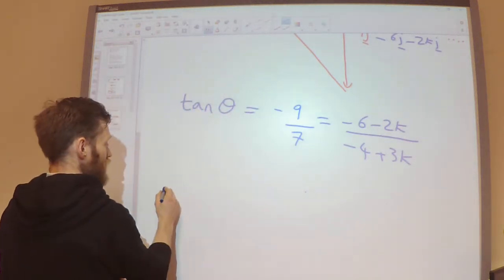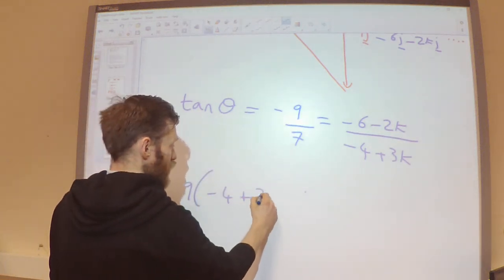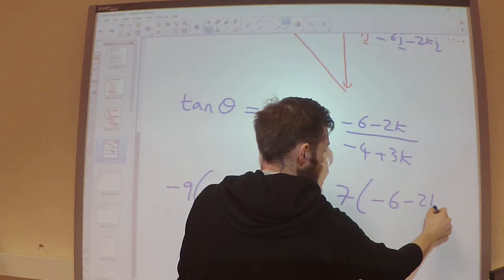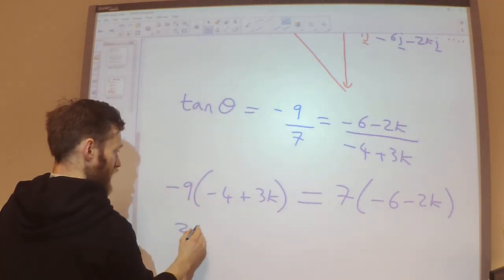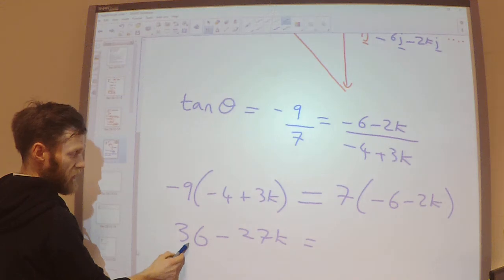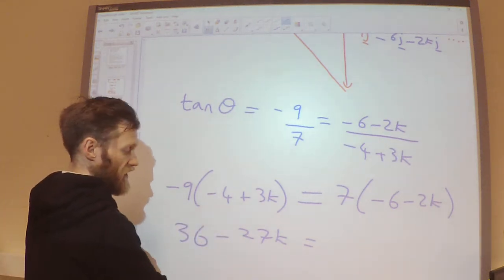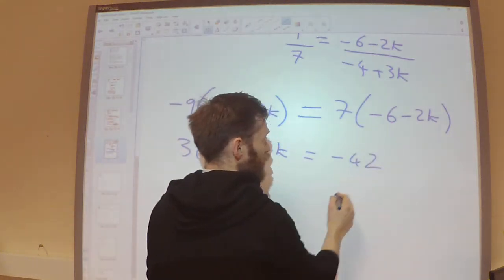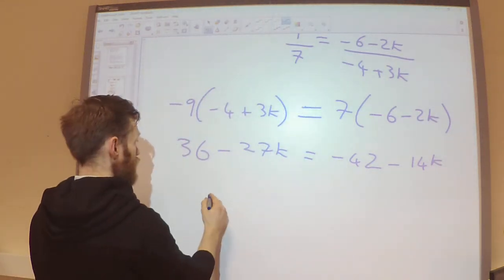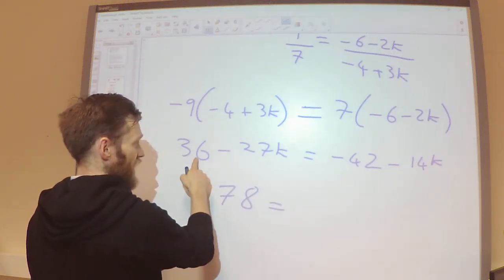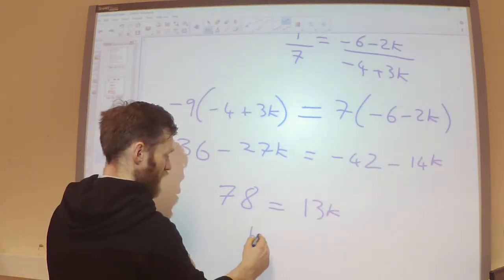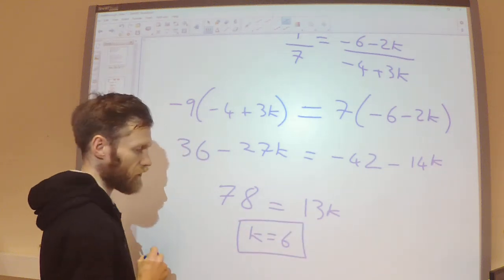I can rearrange this, so I'll have minus 9 times minus 4 plus 3k. It's going to equal 7 times minus 6 minus 2k. So that's going to give me, multiplying those together, you get 36. Multiplying these together gives me minus 27k. Over on the right hand side, I've got minus 42 minus 14k. So collect up, that's going to give me 78 over here, adding the 42. Adding the 27 over here is going to give 13k. Therefore, k is going to be 6. And we're done.